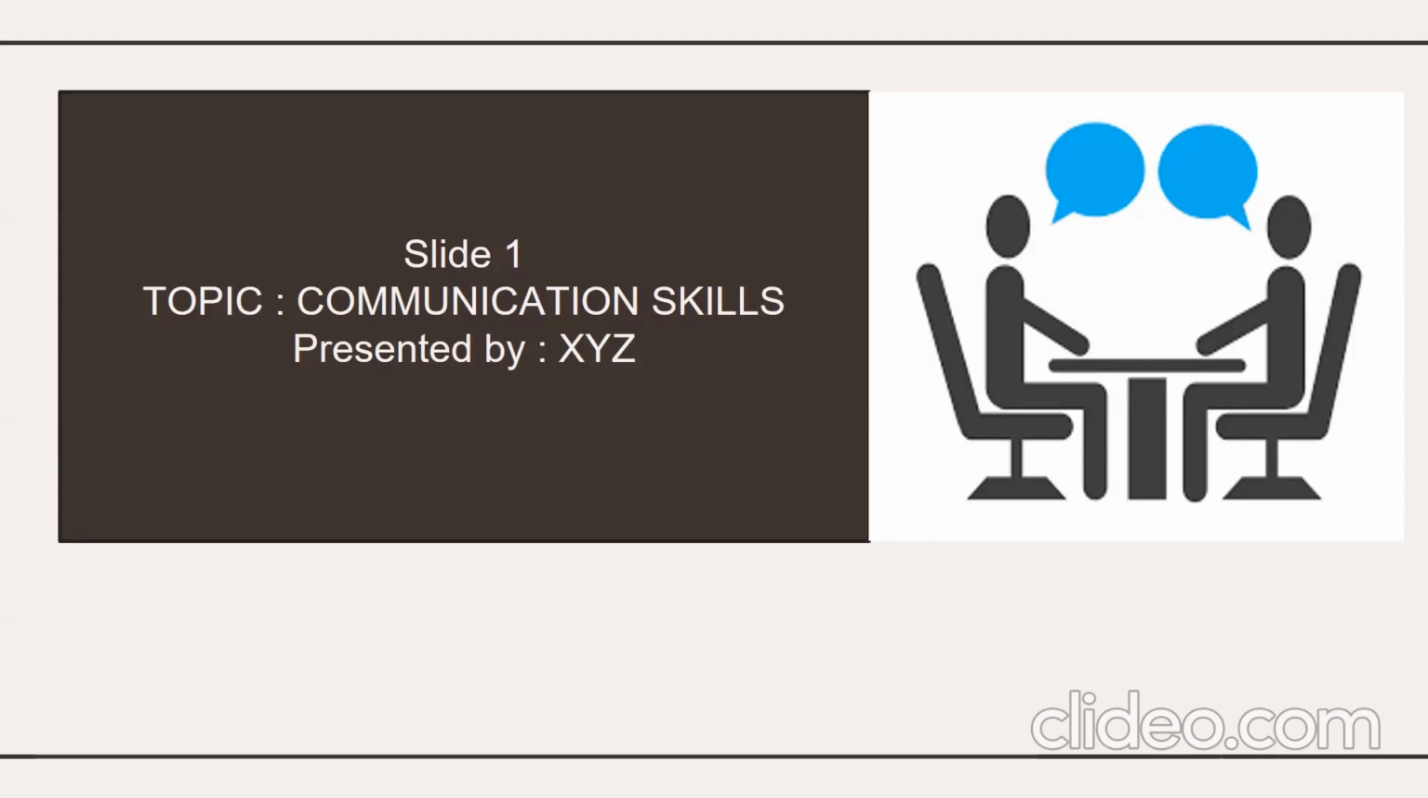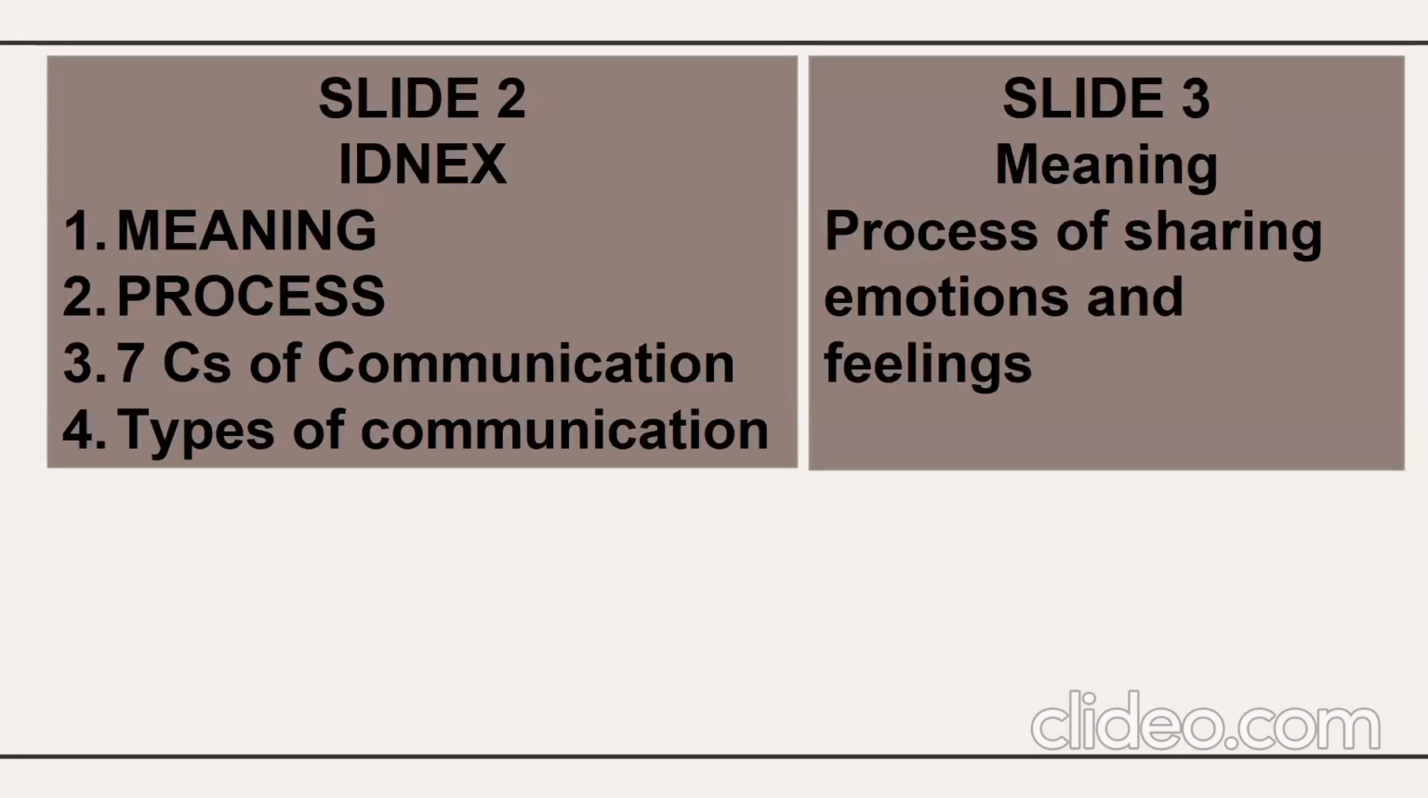Draw some image. Preferably, I would always say that you draw the image so that you will get the best marks here, and it will be more presentable. Then the second slide, try to give the index here. Try to give the index like meaning, process, 7 C's of communication, and the types of communication.